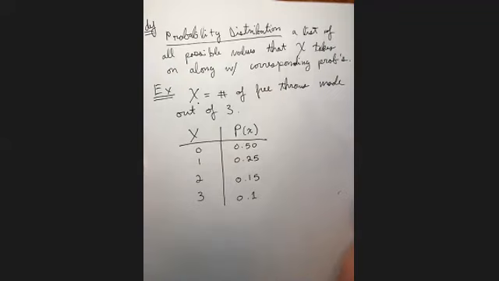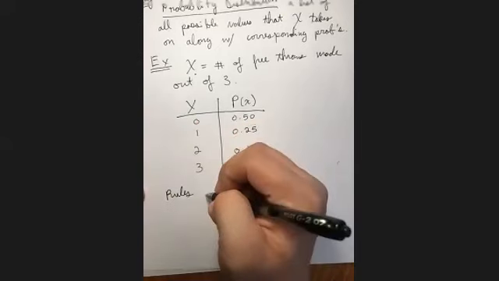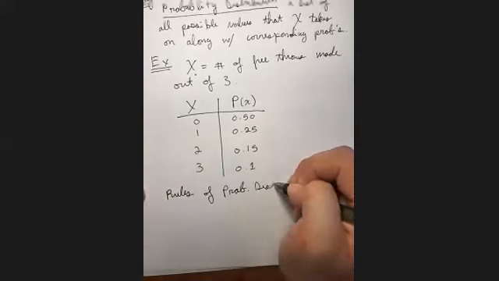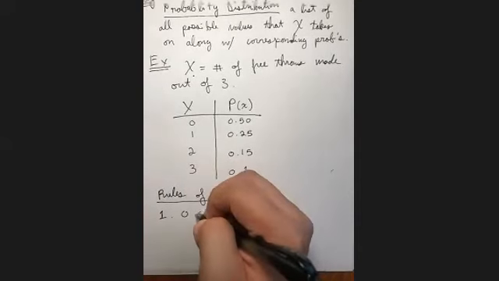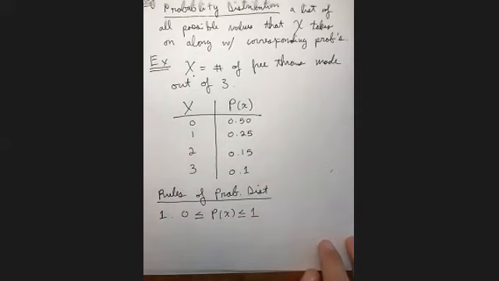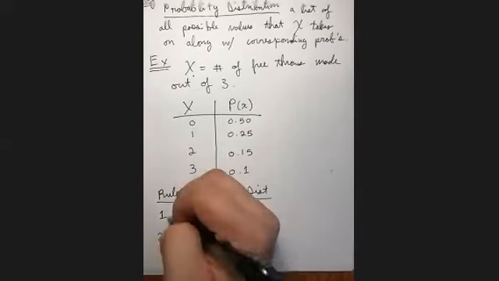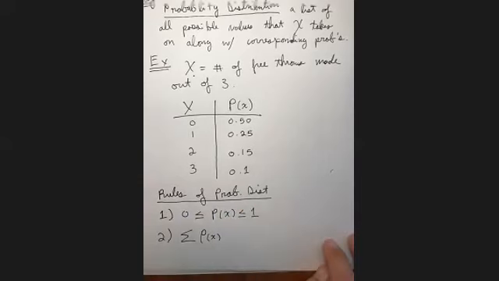Now, just like with probability models, probability distributions have rules that they must follow. And in fact, they're the same exact rules that we saw with probability models. We're just going to write them a little bit more succinctly. So for a probability distribution, we must have that all of the individual probabilities are between 0 and 1, just as we saw with probability models. The second rule says that if we add up all of the probabilities, then that sum should equal 1.